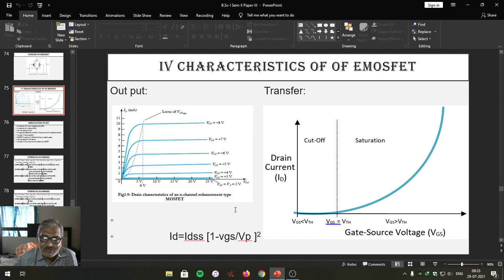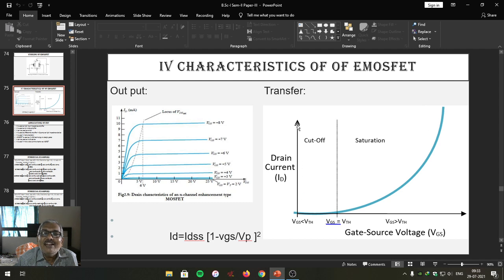Now another characteristic which we want to study is the transfer characteristics. It is defined as the graph of drain current ID versus gate to source voltage at constant drain to source voltage. Means to plot the transfer characteristics, we have to keep the drain to source voltage constant, then vary gate to source voltage and note down ID. Then plot the graph of ID versus VGS at a particular value of say VDS.